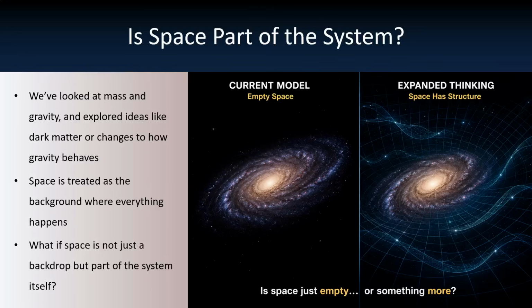Is space part of the system? We've been trying to understand how galaxies form, stabilize, and evolve. So far, we've looked at mass and gravity and explored ideas like dark matter or changes to how gravity behaves. Each of these approaches tries to explain why galaxies don't fly apart. But they all share the same basic assumption, where space is treated as the background where everything happens. A kind of empty stage where matter and forces play out.